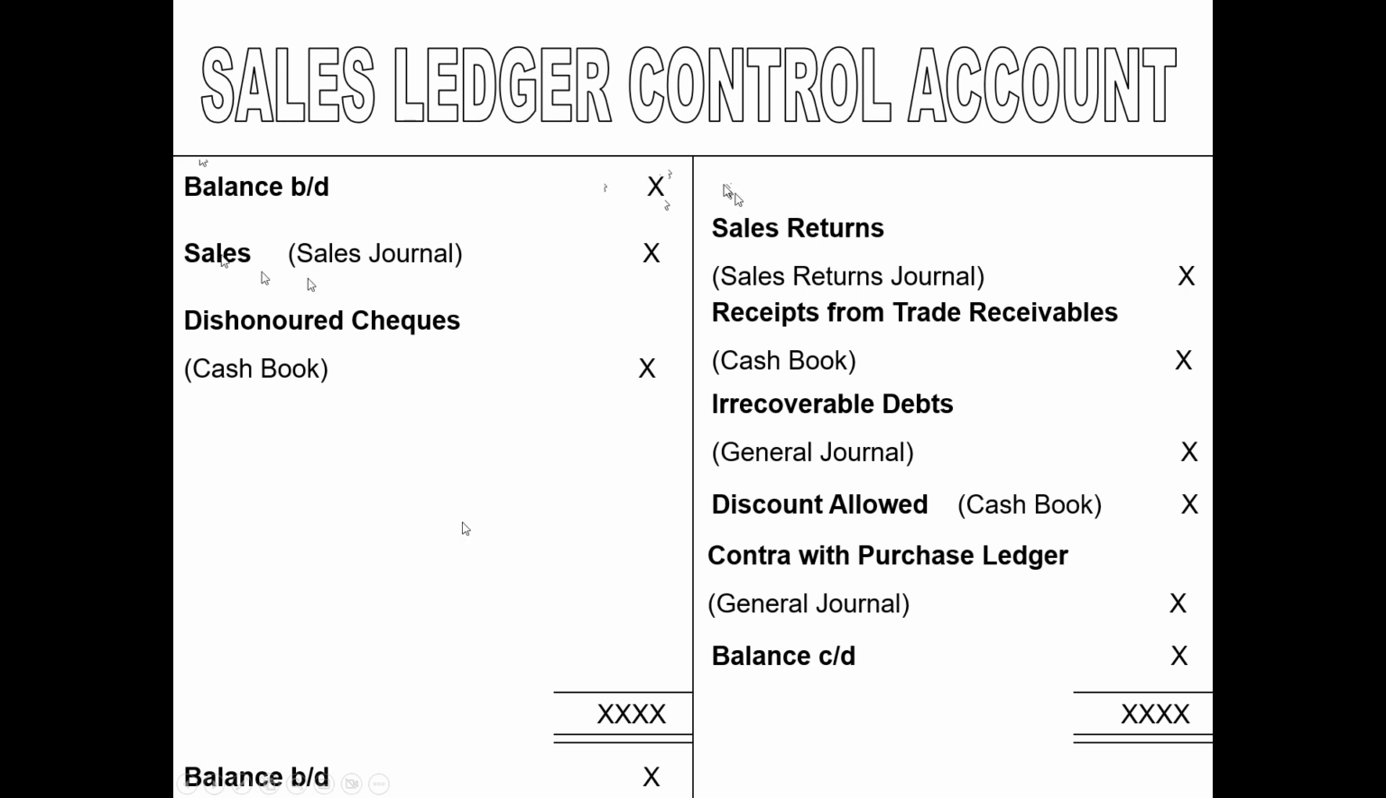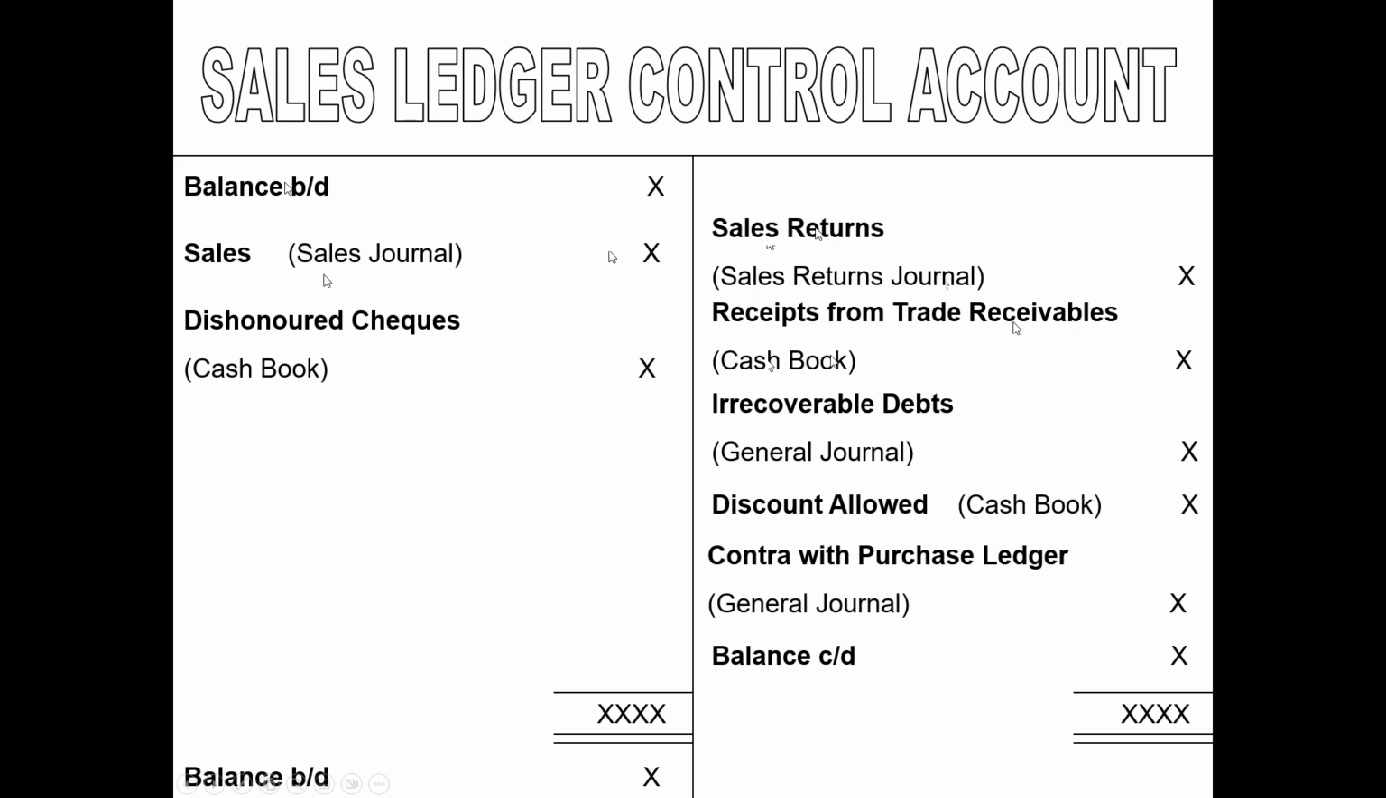Sales, so we're going to pick that figure up from the sales journal. Usually this will be prepared for a month at a time. Every month we'll reconcile the control account to the individual balances by doing this. So we're picking up the sales, that's the total for the month from the sales journal. Sales returns on the other side, so we're going to pick that up from the sales returns journal, pop that in. Any money we've received from our trade receivables, that could be via bank or cash, but they have to be receipts from trade receivables.